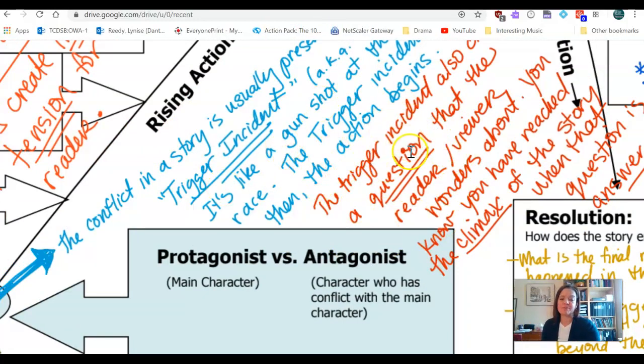And you can read over this, but the big thing that happens when the trigger incident happens is a question results. A question kind of pops out, and the reader or the viewer asks, I wonder if A is going to happen or B is going to happen. So you look at the protagonist and what is now the goal? What's the action? What does the character have to do to try and achieve that goal? And the question that develops from that is, will they achieve that goal?